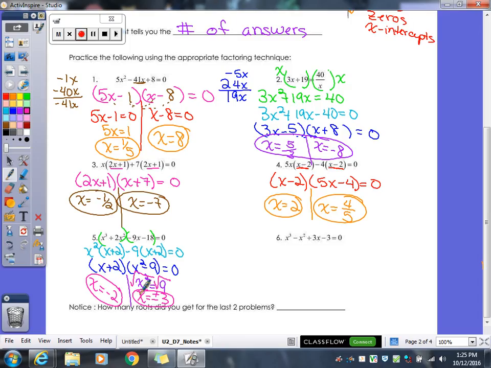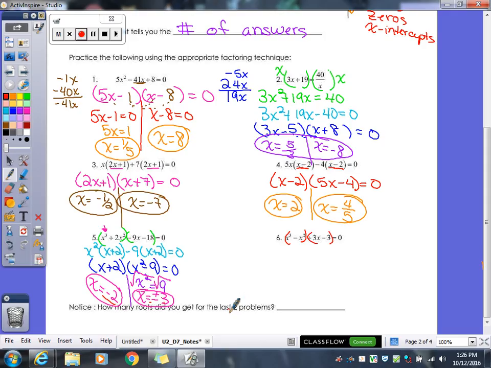So for this one, like I was talking up above, our largest exponent here was a 3, and how many answers did we get? 3. Got negative 2, positive 3, and negative 3. We got 3 answers there. So your exponent tells you how many answers you should have. All right, example number 6.